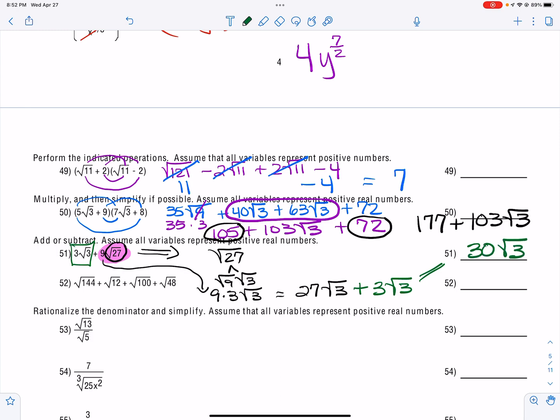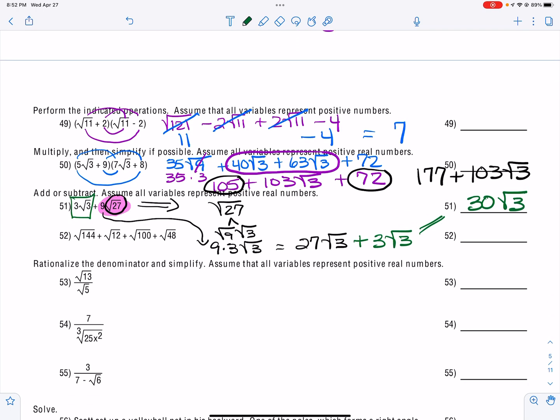radical 3. Now for 52, I can simplify. Square root of 144 is 12. Square root of 100 is 10. And then I have to simplify these radicals so that I can put those together.